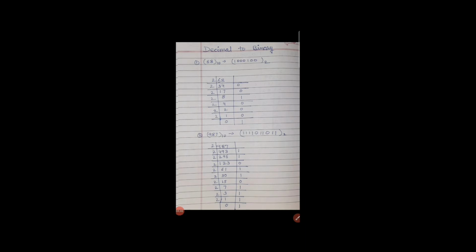Second one is 987, which is a decimal number, and it has to be converted to a binary number. The method is shown here, and as you know very well, the method to convert decimal to binary. Again, your answer will be from bottom to top. Okay children, so these two you have to do in the copy. Next one is 657. Again the method is shown here, and you have to convert this decimal number to binary number.